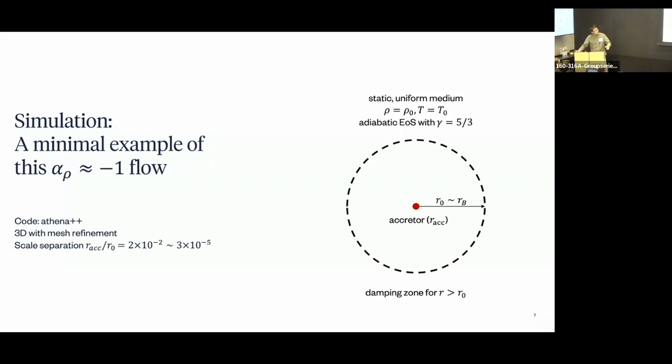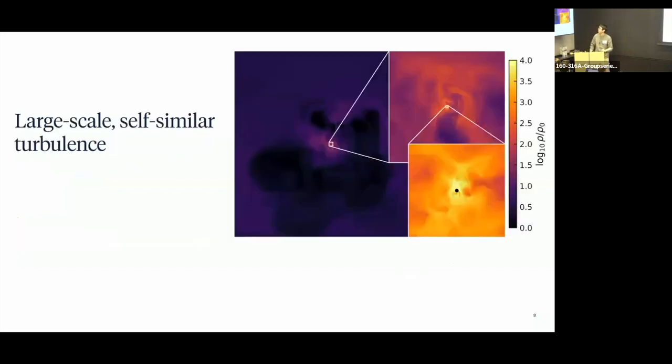So if you just run this simulation as is, of course, you will just get a Bondi flow because you have exact spherical symmetry in your initial condition. But what's interesting is if you just inject a tiny bit of perturbation, in my simulations, it's like a 5% sound speed initial turbulent kick, the flow develops into a completely different state. You get this kind of large scale self-similar turbulence.